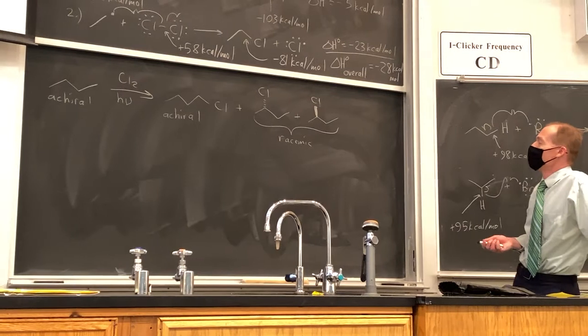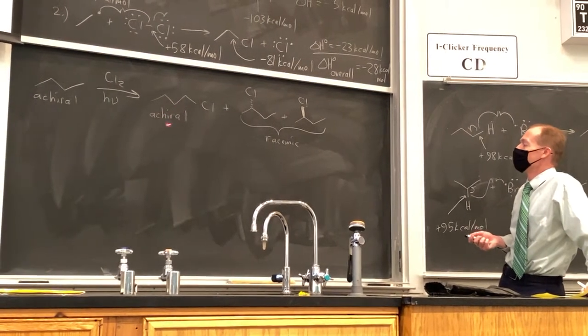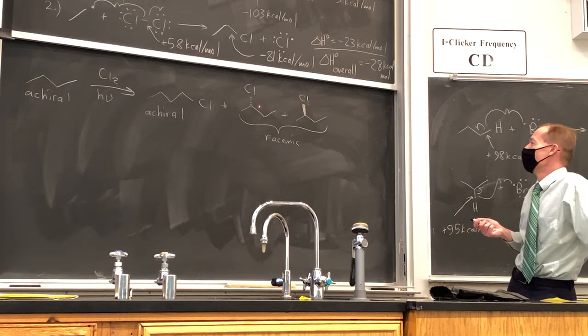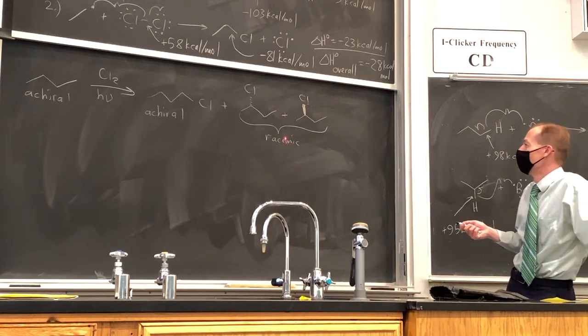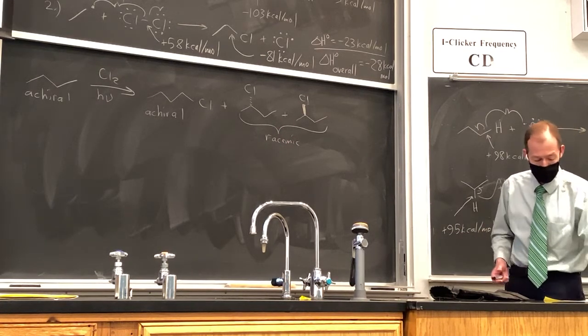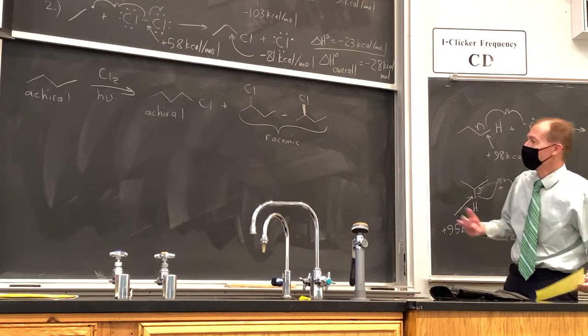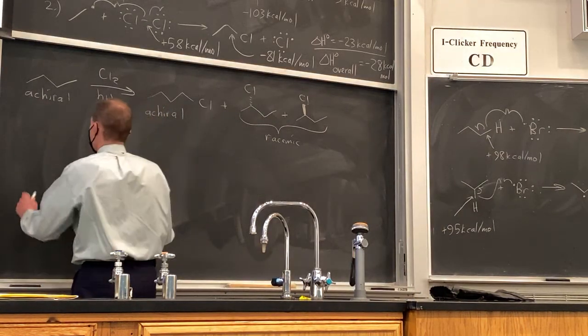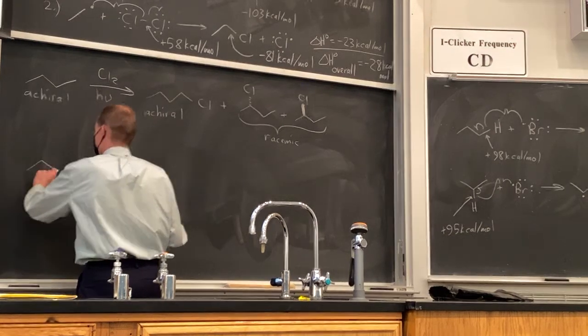So in this case, we would expect essentially a 1-to-1 mixture of the achiral to the racemic. And so we would actually have less of each enantiomer than we would of the achiral product. But it would be a 1-to-1 mixture of racemic to achiral. But what if we're halogenating a chiral starting material?